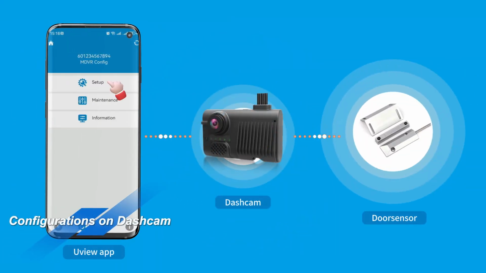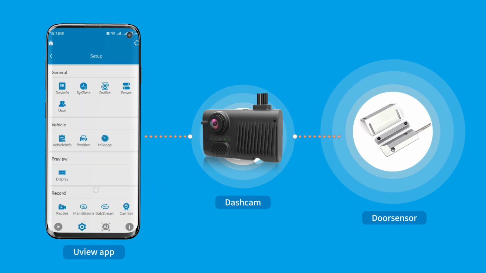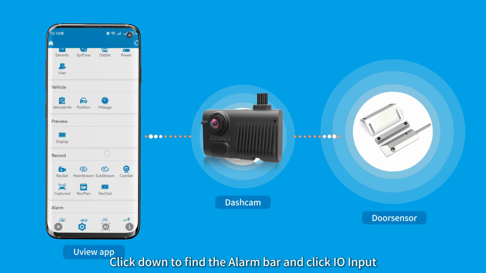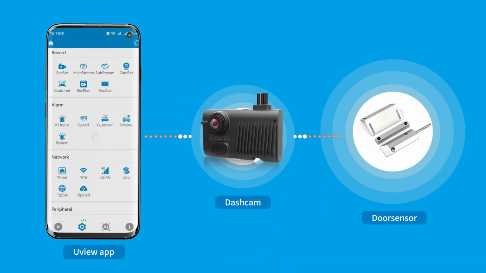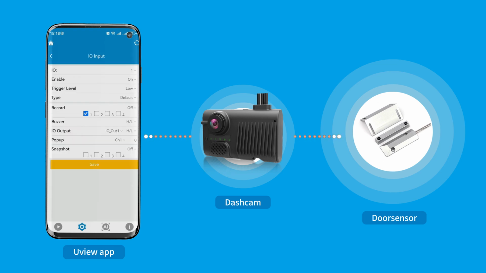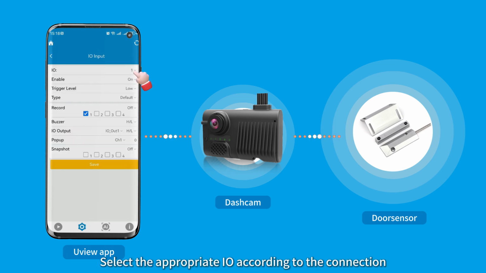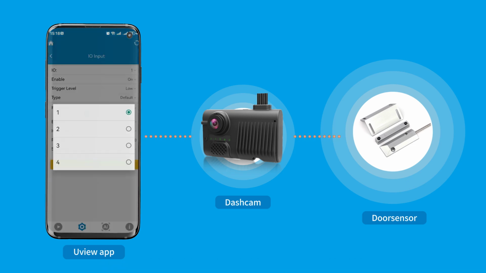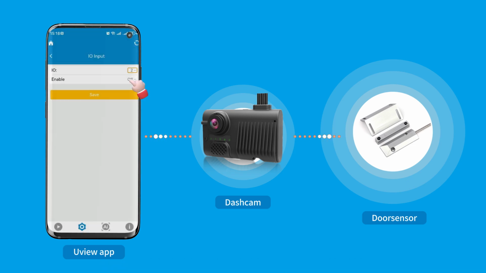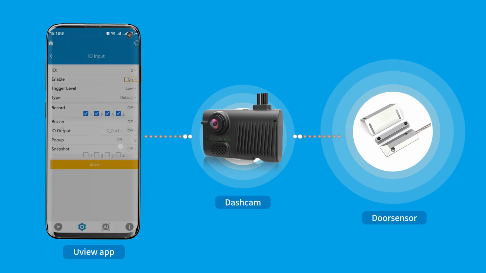Click Setup. Click down to find the alarm bar and click IO input. Select the appropriate IO according to the connection. Enable on. Save settings.